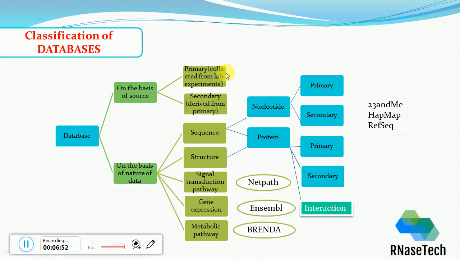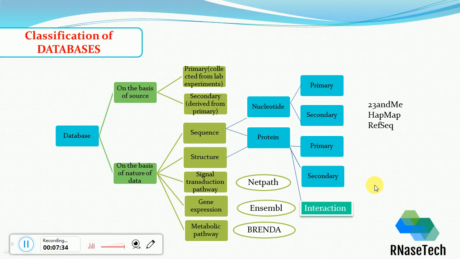So what is a primary database? A primary database is the collection of the results from lab experiments in raw form. What is a secondary database? It is a database which contains results derived from the primary database. A sequence database can be further divided into nucleotide database and protein database. In the same way, structure database can be further divided into protein database. Nucleotide database can be further divided into primary and secondary database, and protein database can also be divided into primary, secondary, and interaction databases.